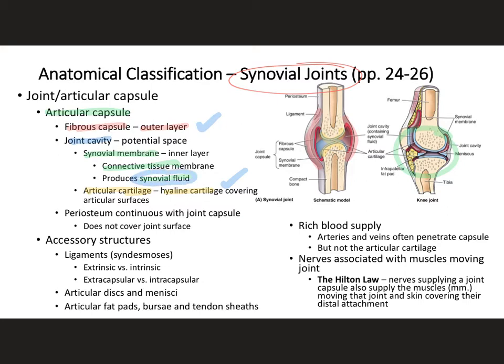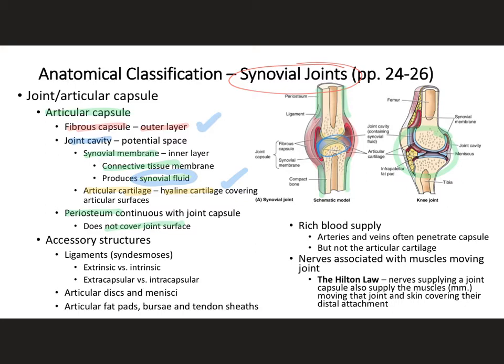Now, the outer covering of a bone is called the periosteum, and the periosteum blends in with that joint capsule, the fibrous part. It does not cover the joint surfaces because, again, the joint surfaces are covered by articular cartilage, hyaline cartilage.